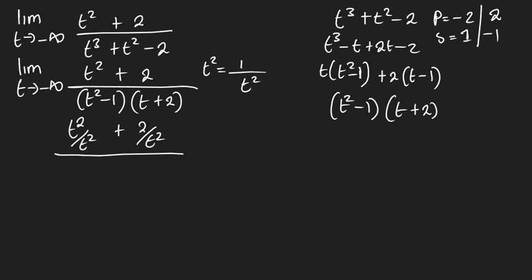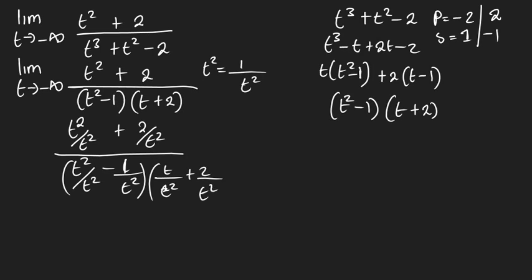Okay? And you say t to the power 2. Okay, t to the power 2. Whatever you are having there, you are dividing by t to the power 2. Okay? Then you say minus 1 over t to the power 2. Then t over t to the power 2 plus 2 over t to the power 2.